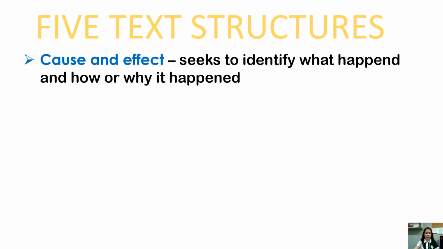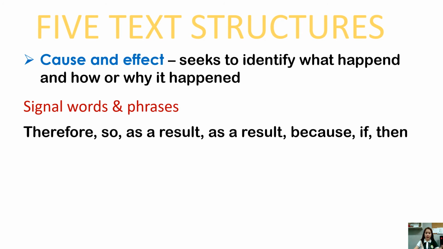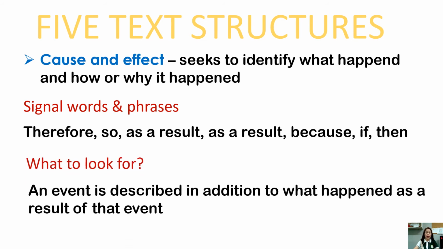Next is cause and effect. It seeks to identify what happened and how or why it happened. So signal words are therefore, so, as a result, because, if, then, and what to look for. An event is described in addition to what happened and a result of that event.